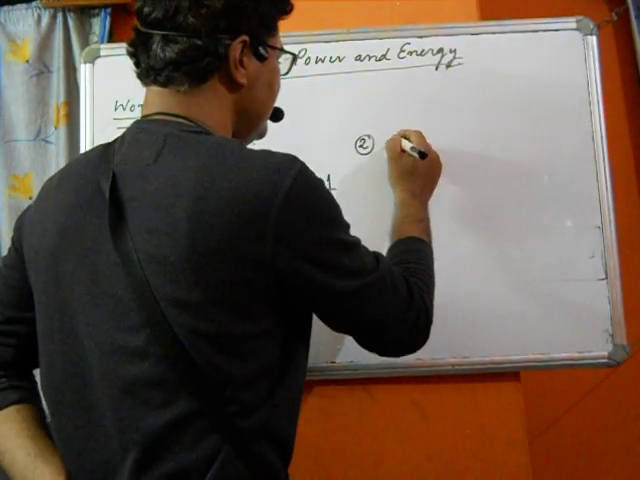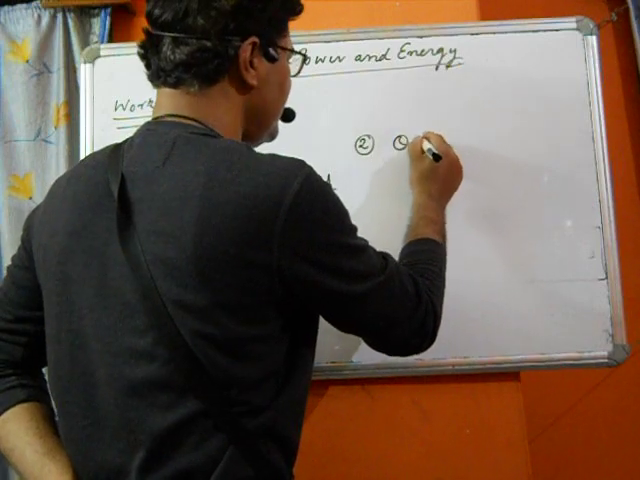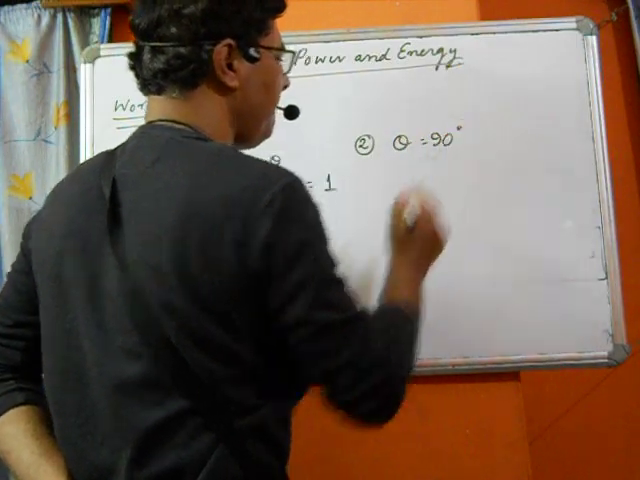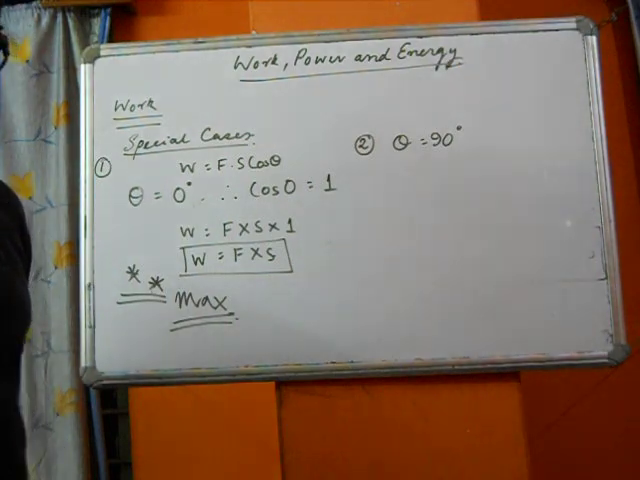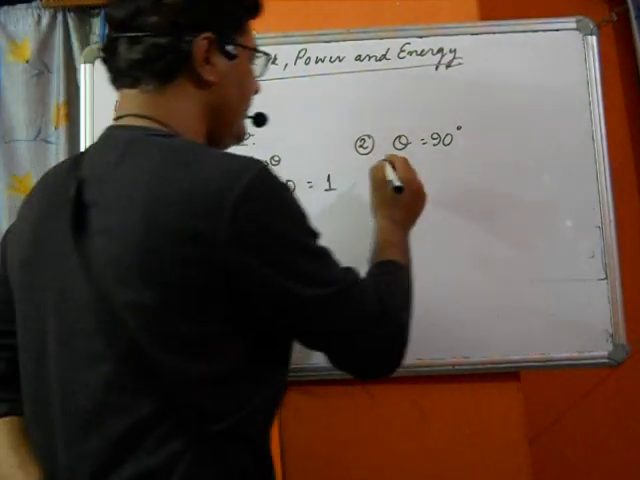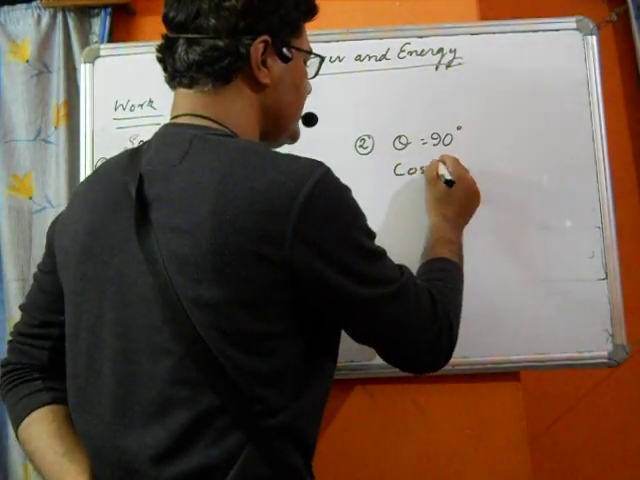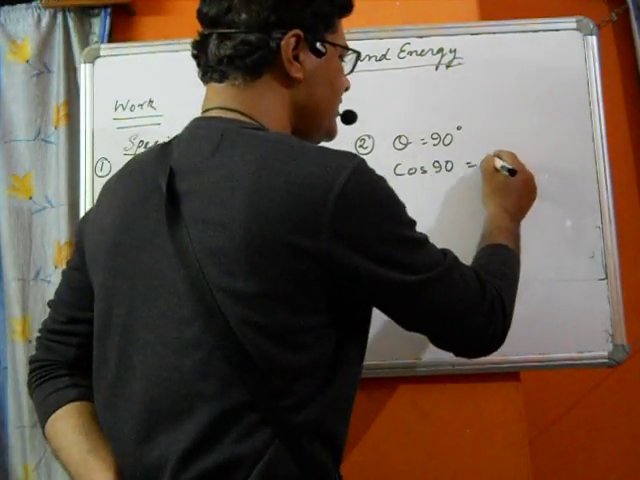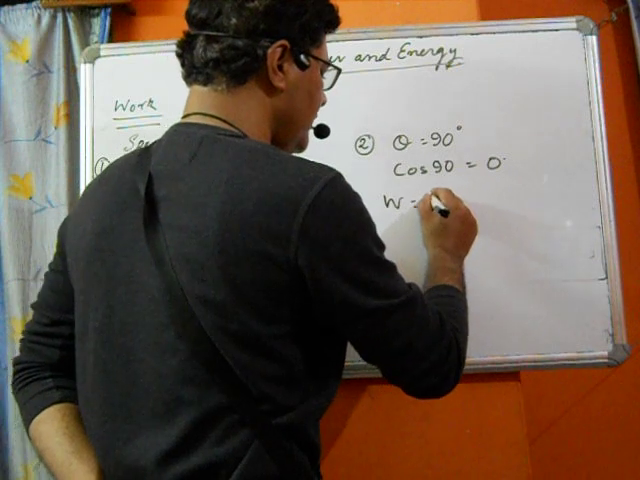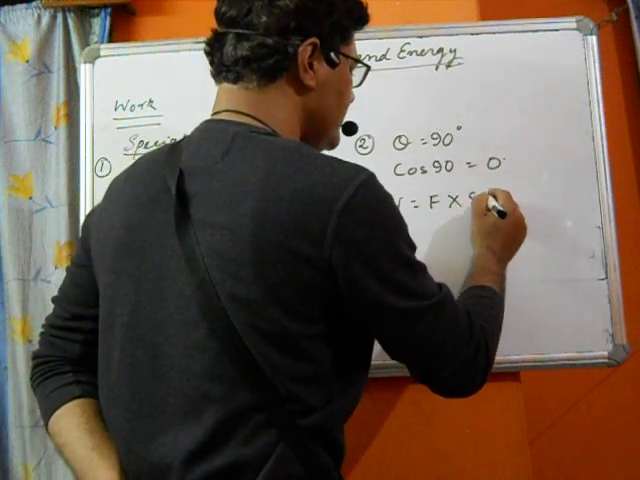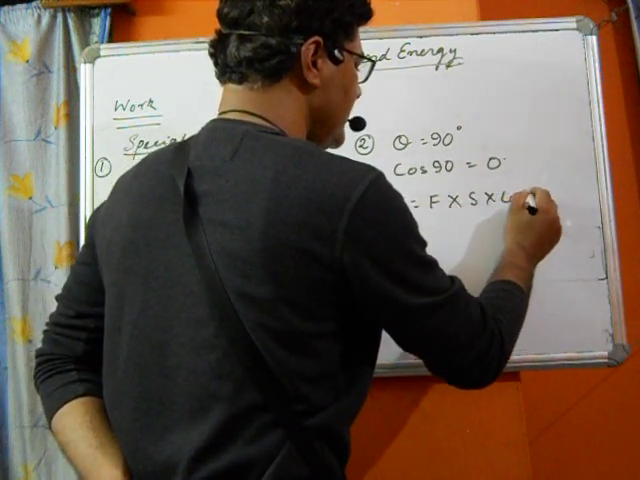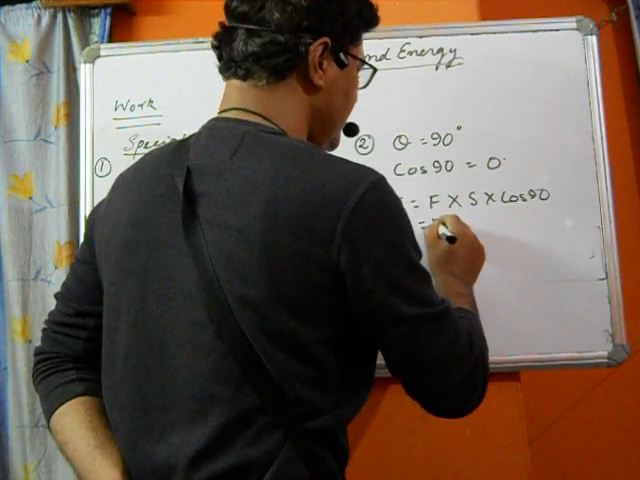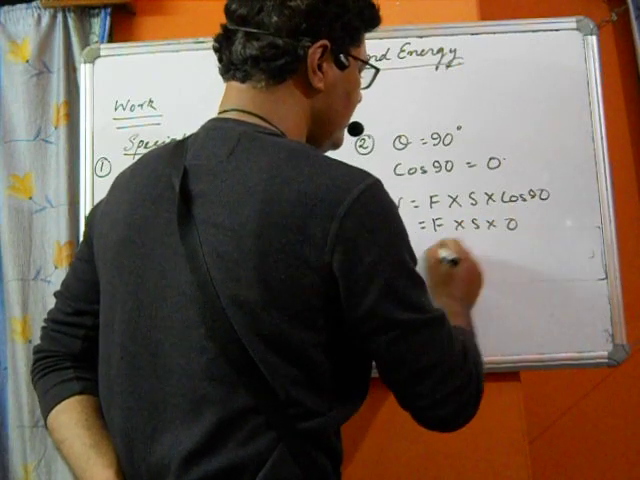Another case: if theta equals 90 degree, that means cos 90. What is the value of cos 90? Cos 90 is 0. That means work done equals F into S into cos 90, which is F into S into 0. Work done equals 0.